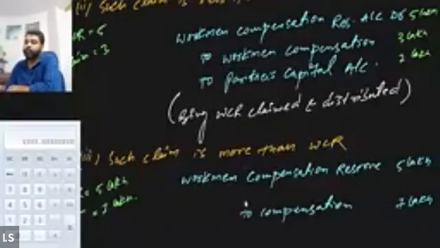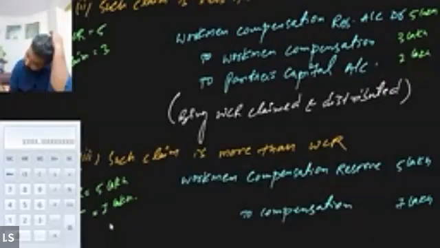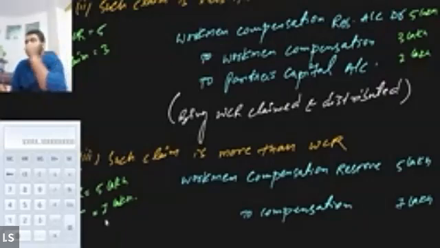How are we going to deal with the loss that has occurred? There is a reserve that we have made of rupees 5 lakh, but the amount of claim that the employee has made is 7 lakh. That means we have a situation of loss here. Extra 2 lakh need to be contributed.